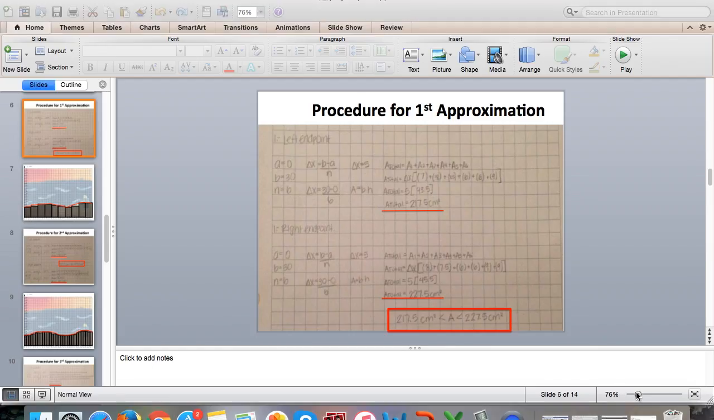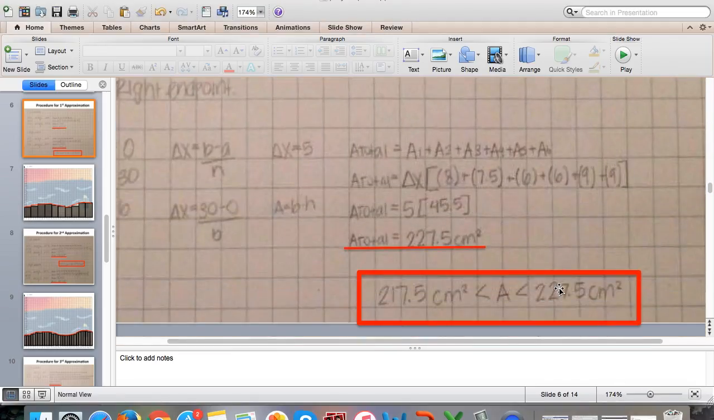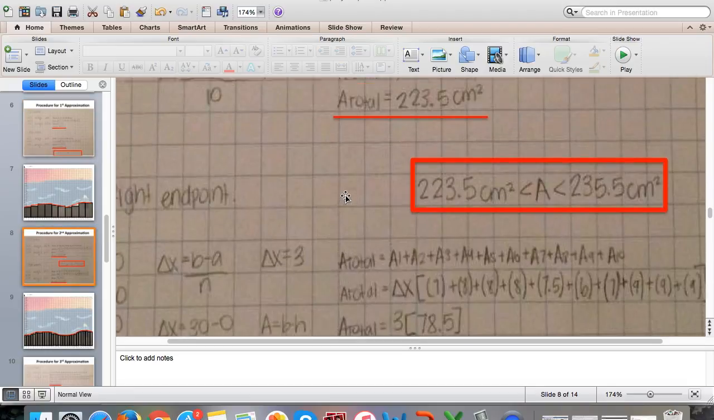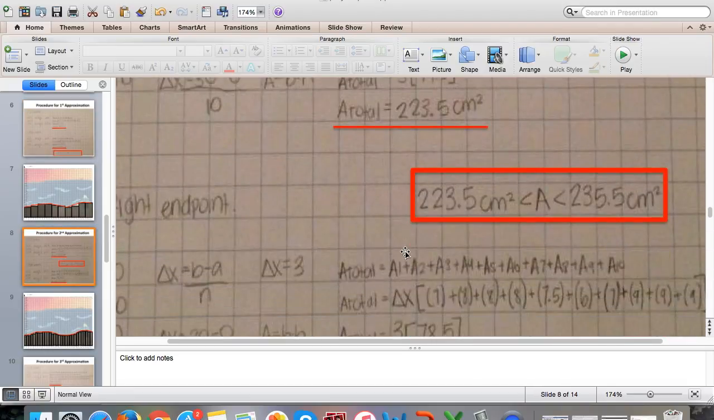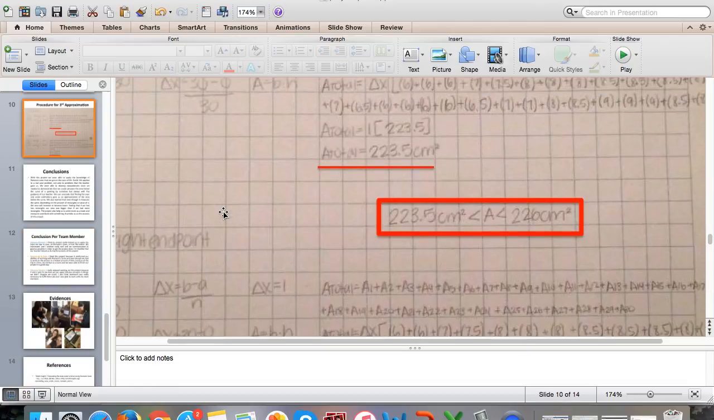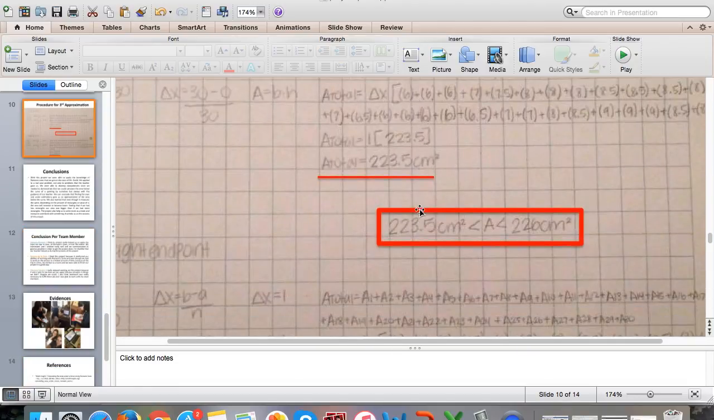Our conclusions are that after comparing our results with the first partial answers, we saw that the answer that was more accurate and closest to the first part was the third procedure that we made, which is the one with the 30 coordinates.